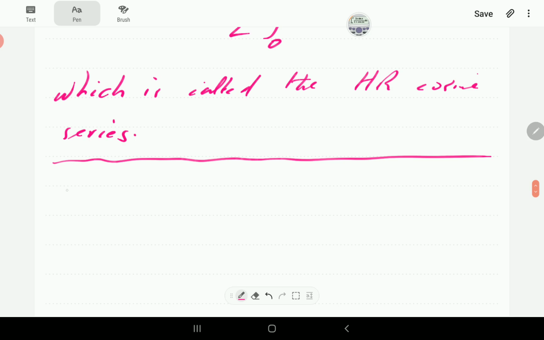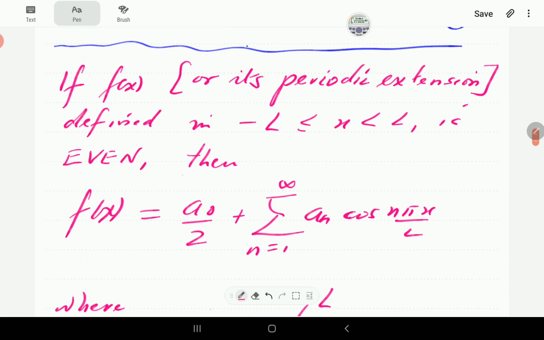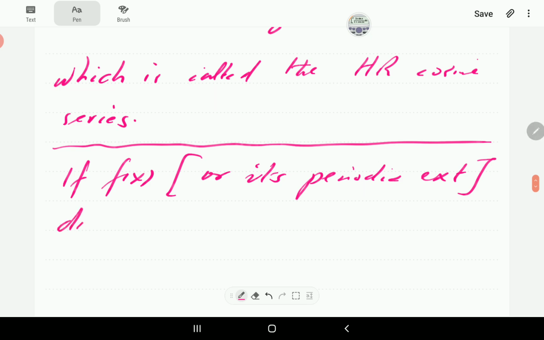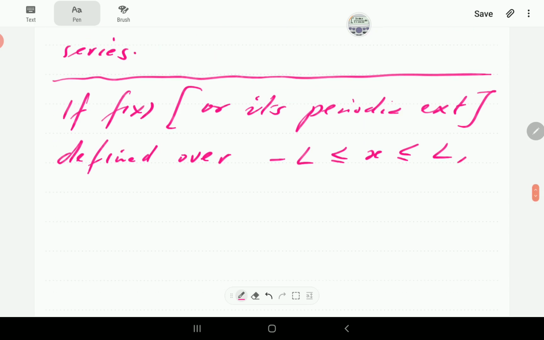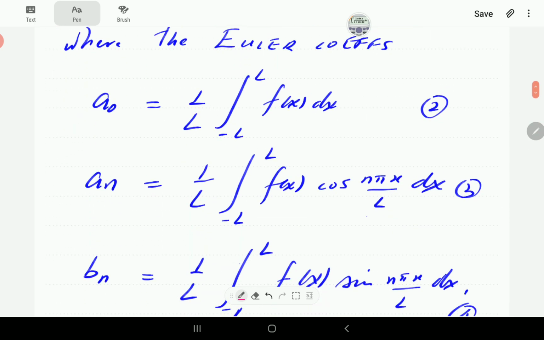The other side of this is if f of x or its periodic extension is odd. So in this case it was even. So we need to make sure this is defined over the interval from minus L to L. This is odd. Then the reverse is going to happen. By reverse I mean this is going to be 0. That is going to be 0 because we've got an odd function times an even function.